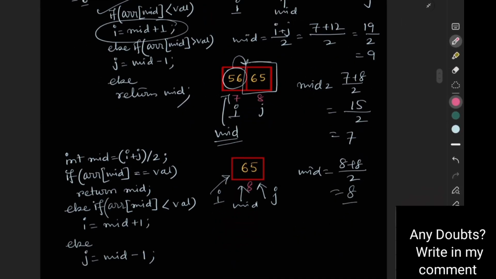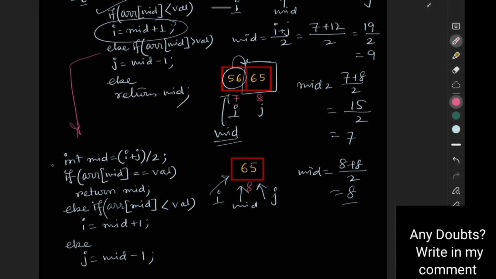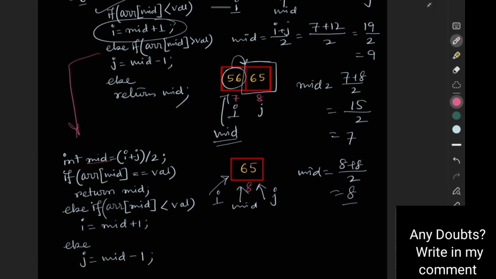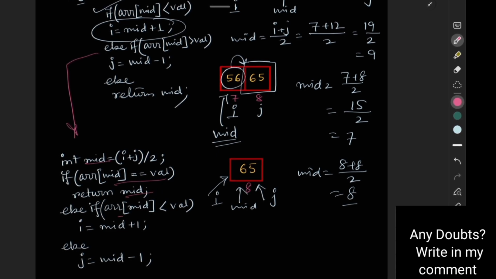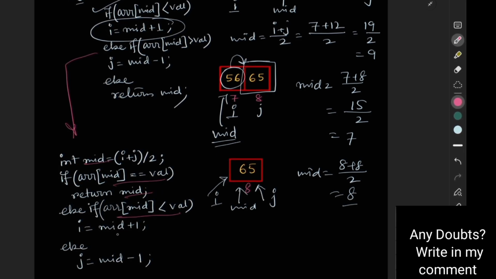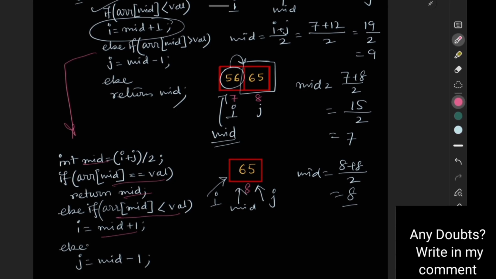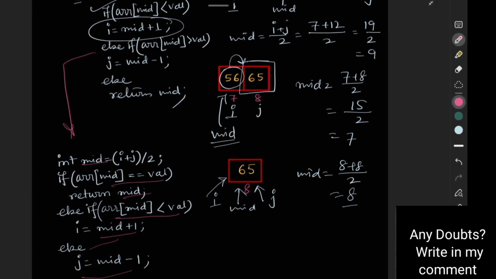Now I can write the same code this way. That means at first I am getting the middle index. Then I am checking this condition. If it is satisfied, it will return the middle index. Otherwise, if this condition is satisfied, I will change i to the mid plus 1 index. Otherwise, j will shift to the mid minus 1 index.